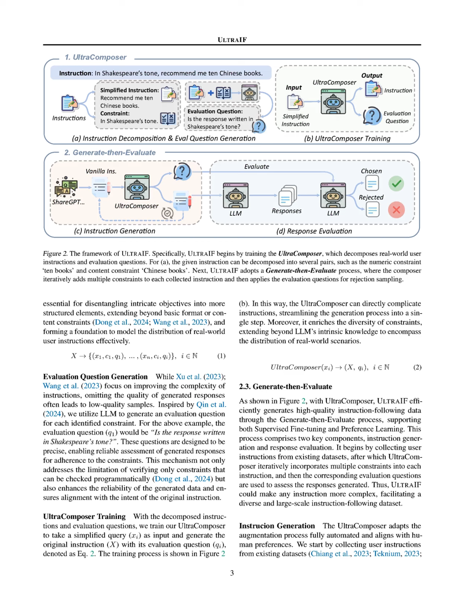Following this, ULTRAIF generates an evaluation question, Q_1, to verify the response's adherence to the constraint, which would be, is the response written in Shakespeare's tone? This structured decomposition allows ULTRAIF to create a clear framework for generating diverse and complex instructions, while ensuring the correctness of the responses through the evaluation question. Thus, the process effectively transforms a complex user request into manageable parts that can be systematically addressed.